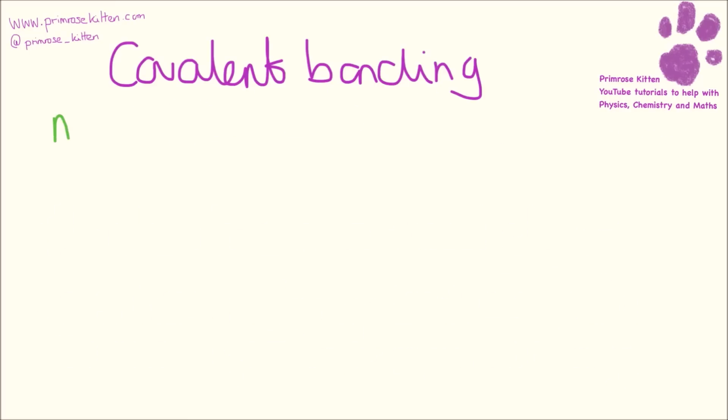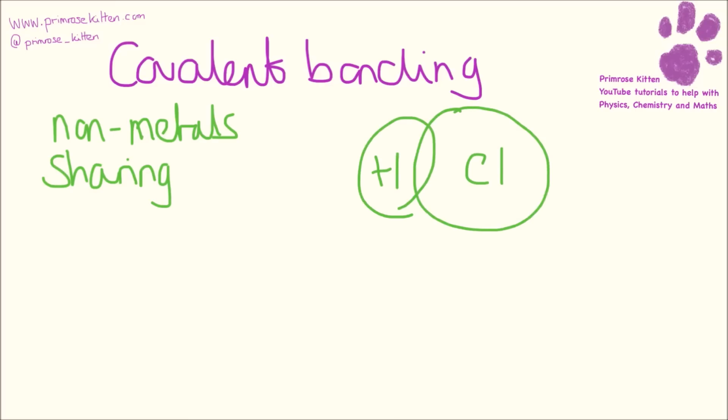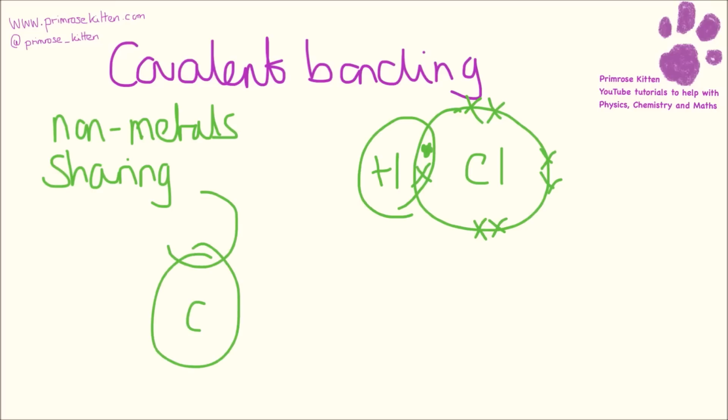Covalent bonding is going to happen between non-metals. And this is sharing of electrons. Now there are a few common ones the exam board will expect you to know. This is hydrogen chloride. What you need to do is have your overlapping circles. Chlorine has 1, 2, 3, 4, 5, 6, 7 electrons and then 1 from hydrogen. Make sure you have your overlapping circles and you draw your electrons in the middle.